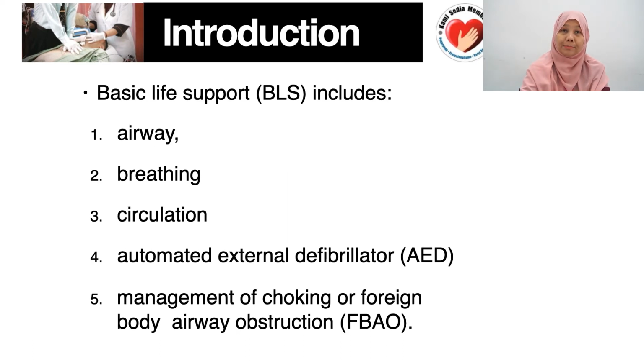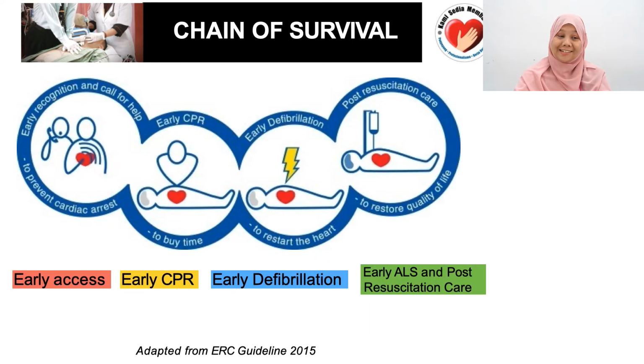So what does BLS or basic life support include? It has airway, breathing, circulation, automated external defibrillator, and also the management of choking or foreign body airway obstruction. As you can see, this is the chain of survival. The chain of survival summarizes the vital links needed for successful resuscitation. Most of these links apply to victims of both primary cardiac and asphyxia arrest.